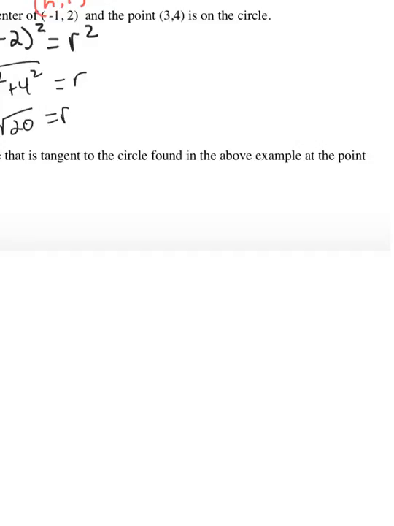All right, so now I'm ready to rewrite my equation, and I'm going to have x plus 1, because x minus a negative is the same thing as plus, squared, plus y minus 2 squared equals 20. And that is going to be the equation of my circle.